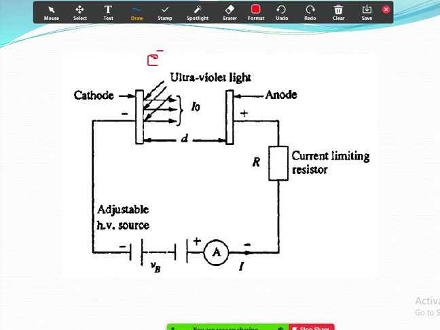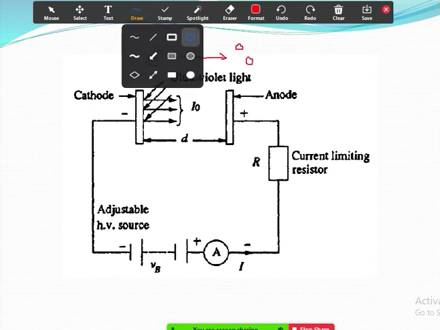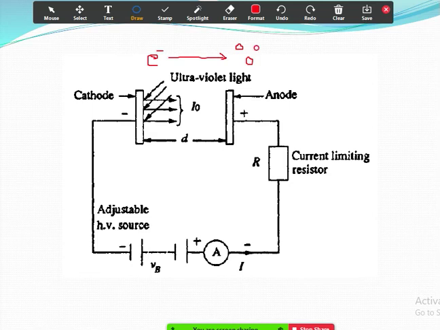Again and again, these electrons are accelerated. So these electrons are accelerated like this, and they will collide with the atoms. So this is what is called ionization by collision. So electrons will be there, and atoms will be there. Since it is filled with low pressure gas, atoms will be there all over this place. So a lot of atoms will be there.